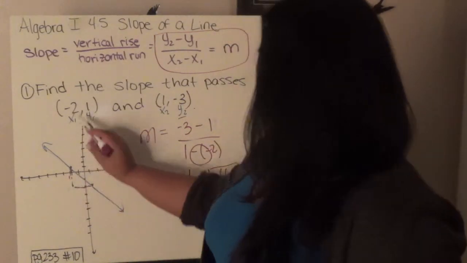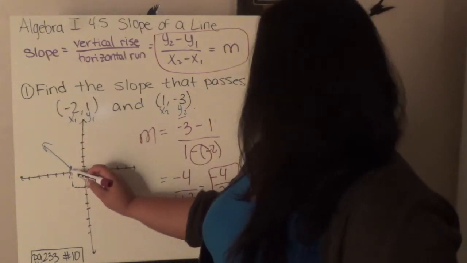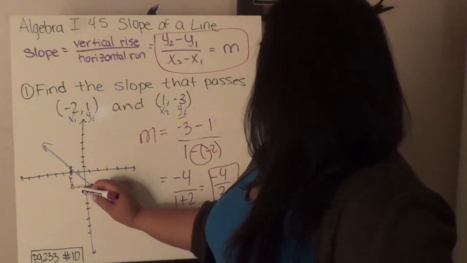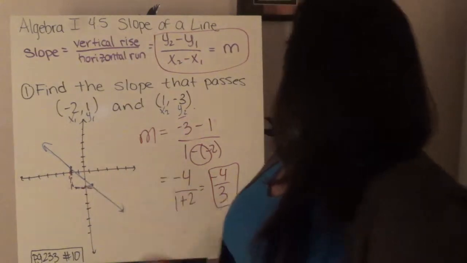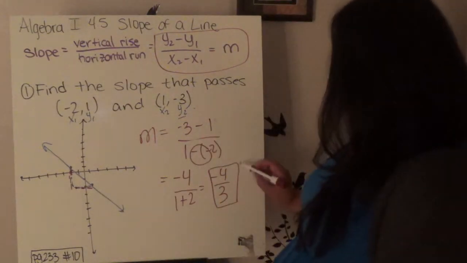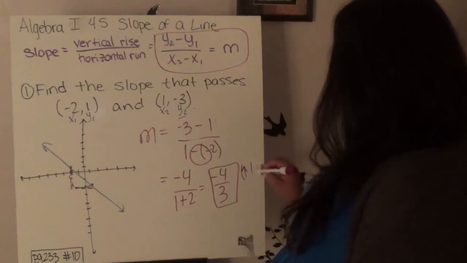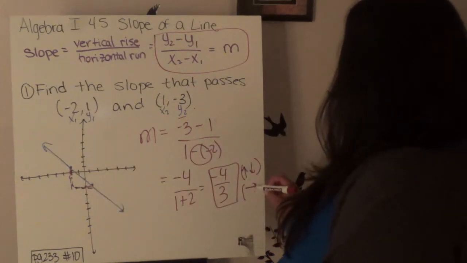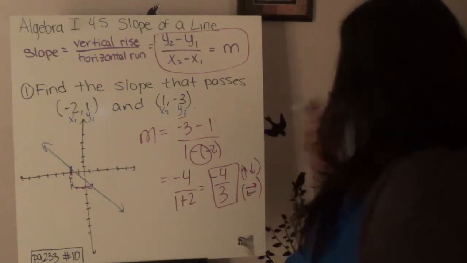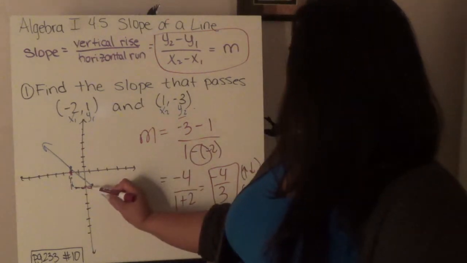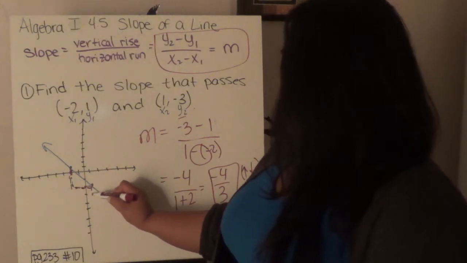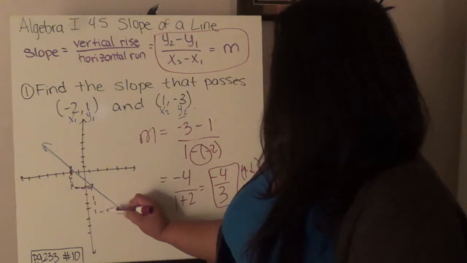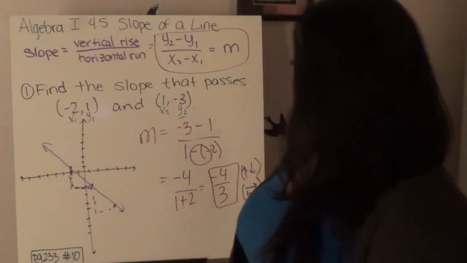From point 1, which is -2, 1, I'm going to go down 4, 1, 2, 3, 4, and I'm going to go over 3. So this tells me when I'm going to go up or down, and then whether I go left or right. Since the top is negative, I go down 4 from here, and I can apply this to the next one. I'm going to go down 4, 1, 2, 3, 4, and over 3, 1, 2, 3. This is my next point.